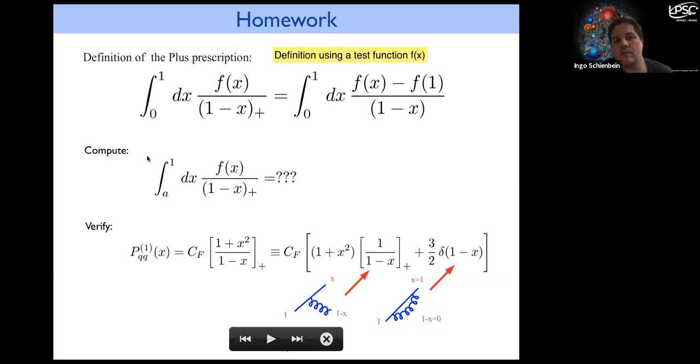One exercise: often you don't have the integral from 0 to 1, but from some number a to 1, for example, a equal x. That needs to be evaluated as a little exercise. And as another little exercise, you can show that the splitting function P_qq can also be written in this form, where now it's really visible that the first part belongs to the gluon radiation and the second part to the virtual diagram.